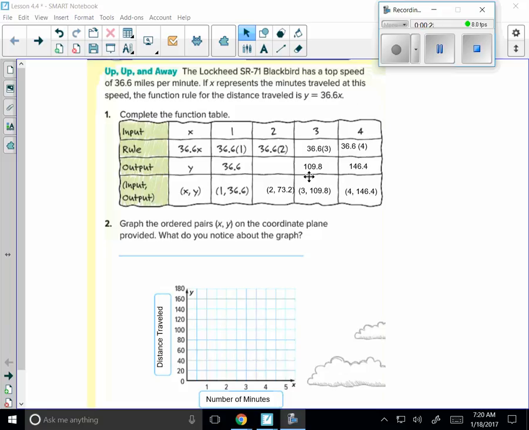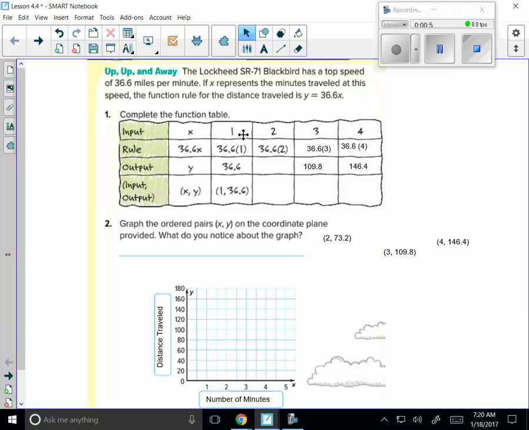So as you can see here, we have this table, and this isn't all the way filled in for you guys, so you can ignore my typing here. What I did was I went through and filled these in. See the input, which we know is our x value. We have 1, 2, 3, and 4. Our rule, which is really just the equation they gave us, is 36.6 times x. Our output is y, and then we have input, output here. And really this is just asking what is the ordered pair.